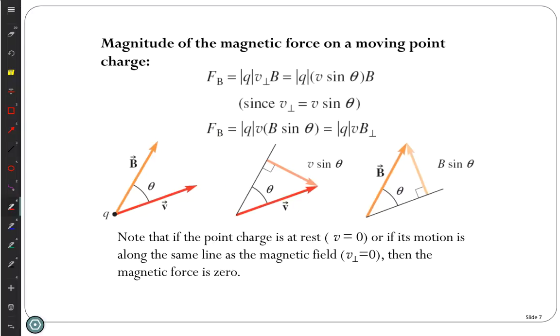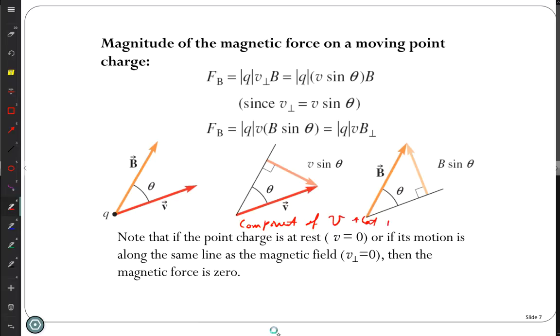For the magnitude, I should have put this one first. The magnitude, we have two vectors, V and B. Notice the angle between these two is not 90 degrees. And so we need to find how much is perpendicular. So there are two different pictures here. This picture here is the component of V that is perpendicular to B. That's what the first one is. So V sine theta is the perpendicular component.